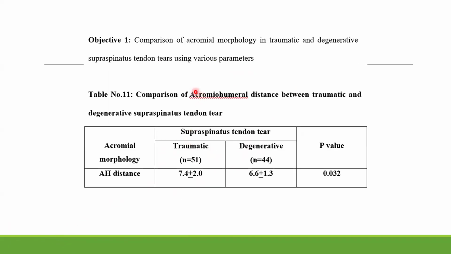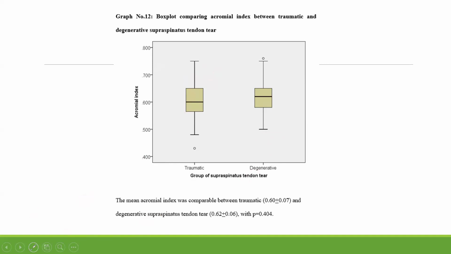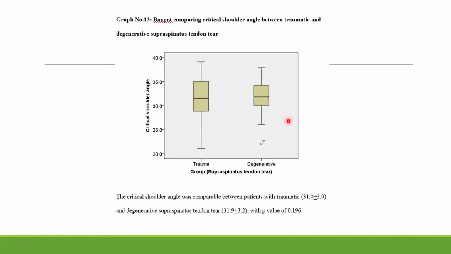The first parameter we'll see is acromiohumeral distance. As we can see, acromiohumeral distance is significantly more in traumatic tears than degenerative supraspinatus tears with a p-value of 0.03. The next parameter is lateral acromial angle. Here, as we can see in this box plot, the lateral acromial angle was also significantly less in degenerative tears as compared to traumatic tears, and the p-value was also significant. The acromial index and critical shoulder angle were comparable between the two groups. However, it was not statistically significant.